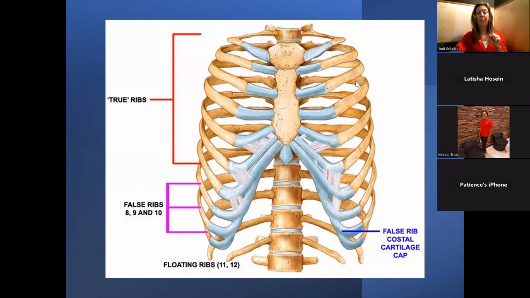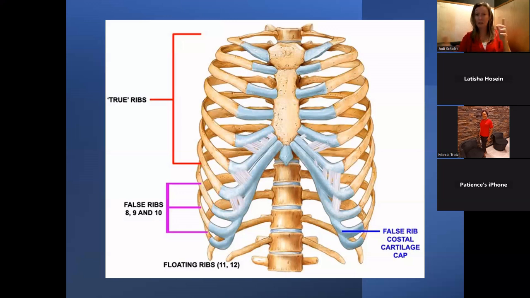Here's the upper body anatomy of the thorax or the rib cage. So true ribs attach to the sternum. Notice there are three parts of the sternum. These three parts have little joints that are semi-movable.